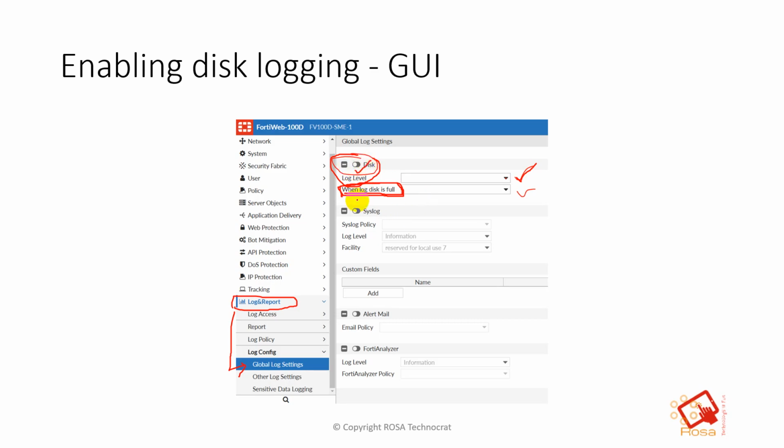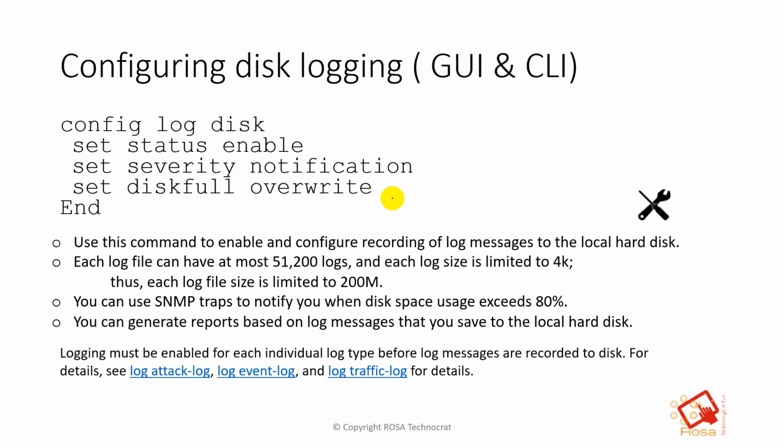So if you enable this, then your disk logging will be enabled. So these are the options from the GUI. Similarly, you can do the same from CLI as well, where you can go under config log disk, set status enable. So this is the first enabling.